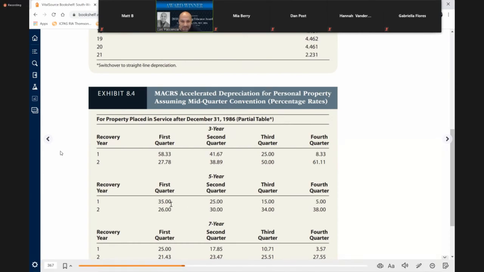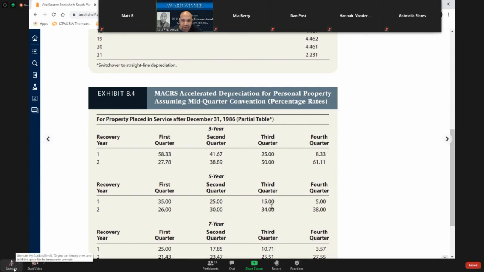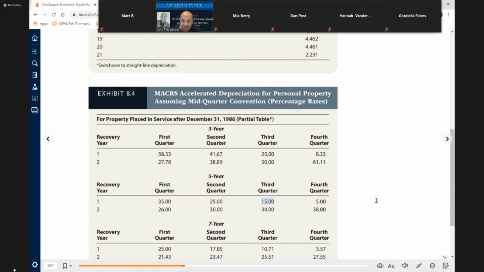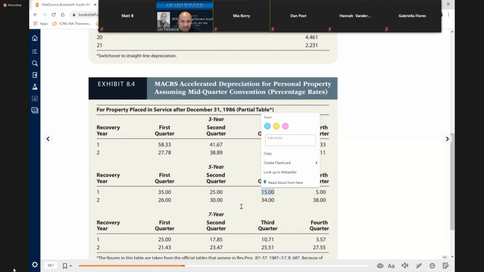If you think about it, all this should equal 100%, right? 35, 25, 15, 5 should equal 100%. But that's not the point. For the first asset, the computer, I told you was in the third quarter, right? What is the percentage for the first year for a 5-year asset in the third quarter? 15%, right? You guys see the 15%? Yes? Okay. All right, so the 7-year asset.